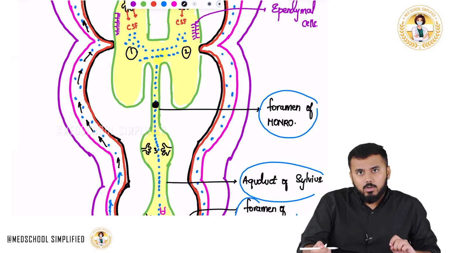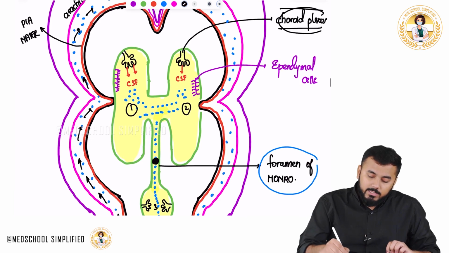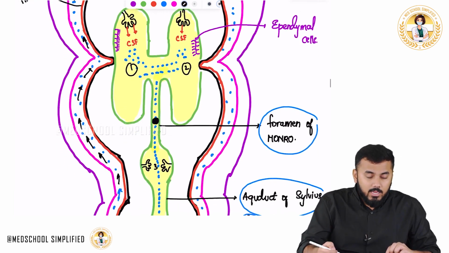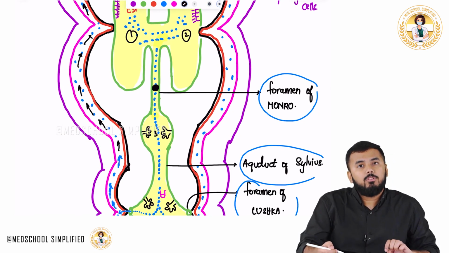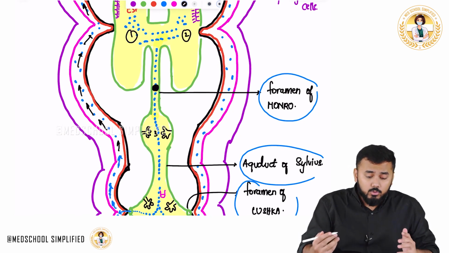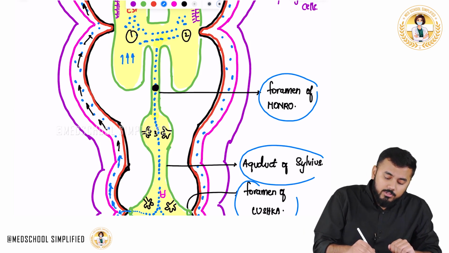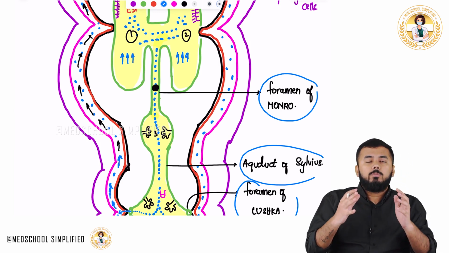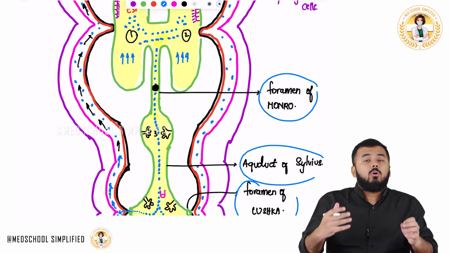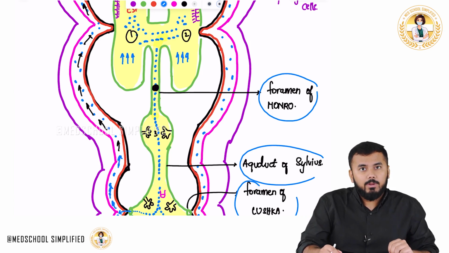Now, because of this non-communicating obstruction, what is going to happen? From the choroid plexus, as usual, CSF will be released. Now, can this CSF pass through the foramen of Monro and enter into the third ventricle? No. So, eventually the level of CSF within the first two ventricles keeps on increasing. And what will happen? The ventricles will become enlarged. Can I call this condition ventriculomegaly? Right, where the ventricles become enlarged.